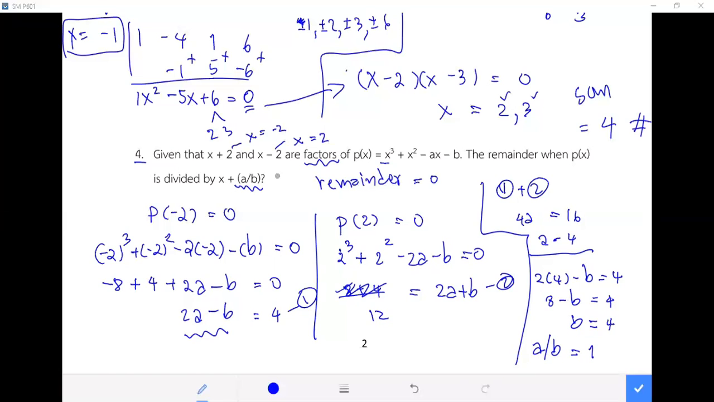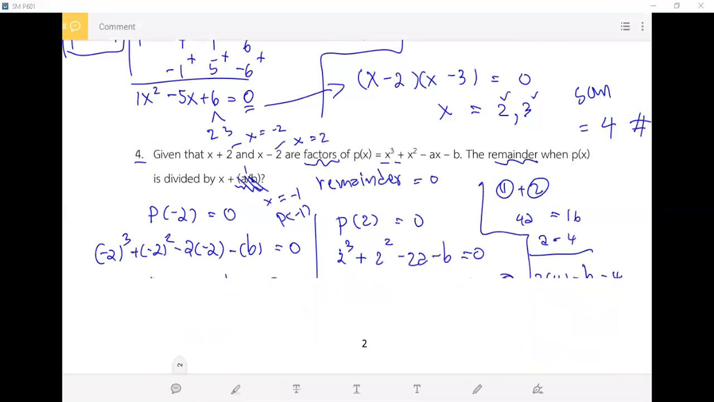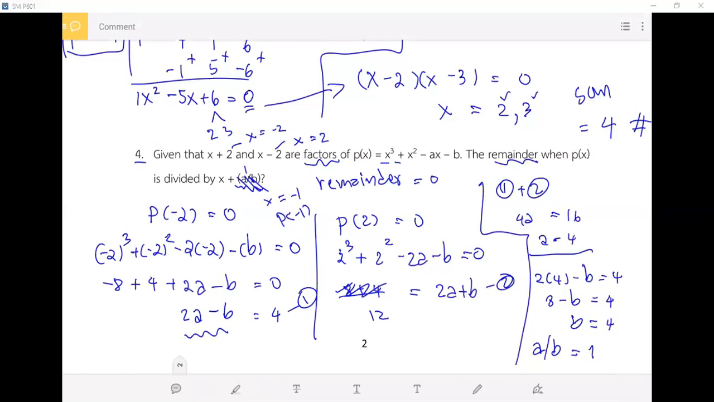So this one is just x plus 1. Let it equal to 0, then you get x equals negative 1. You want to get the remainder, then you have to find p of negative 1. Put negative 1 there in x, and you can get the remainder now. So I'm going to stop it here. You find p of negative 1 by yourself, this is easy now, and that's the answer.